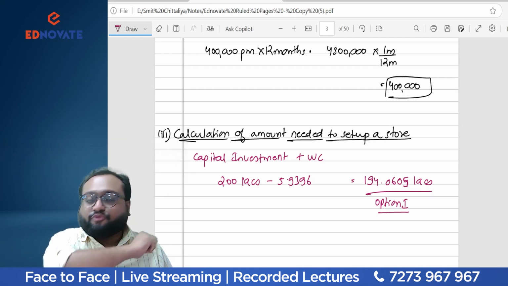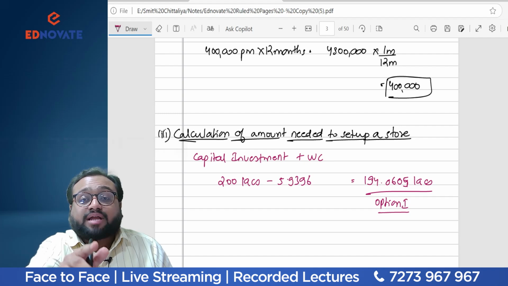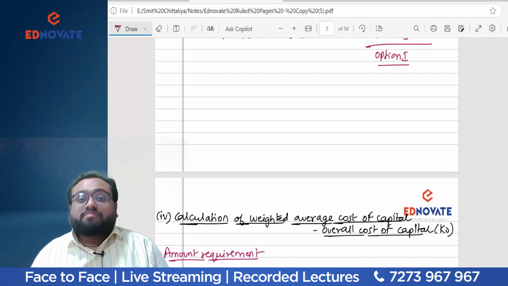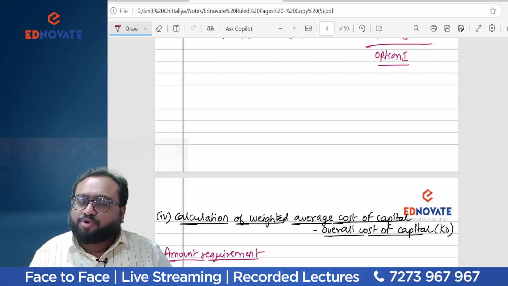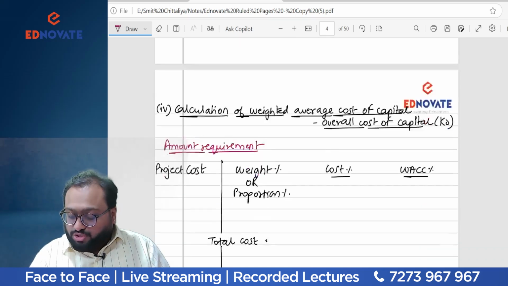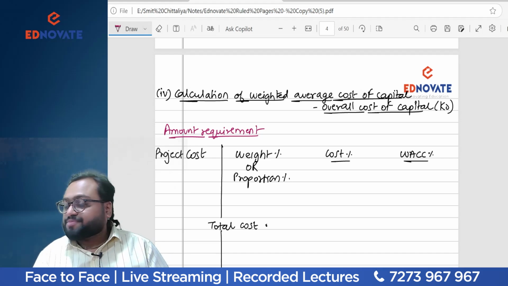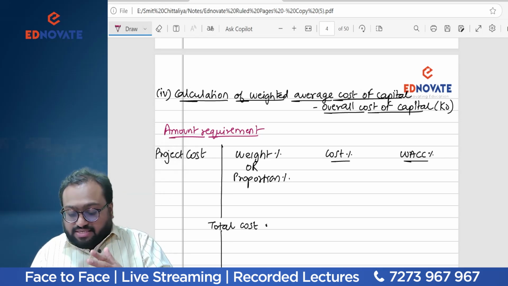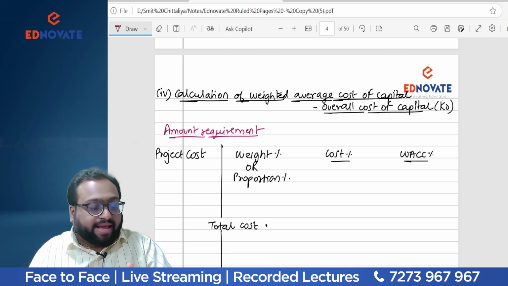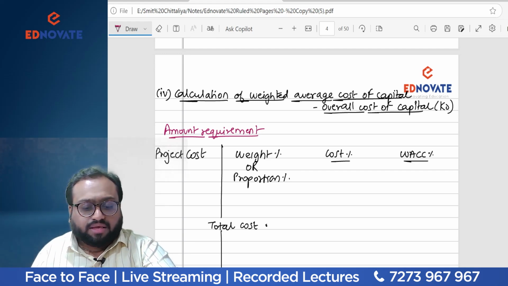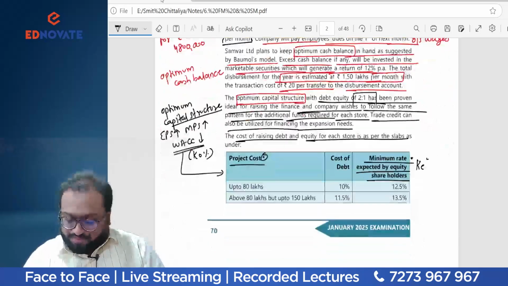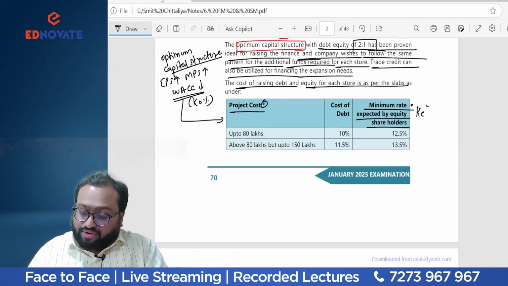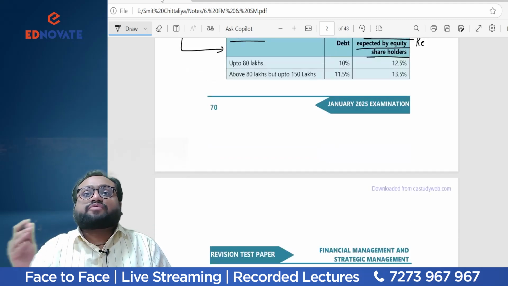Now coming to part 4 of the question, which asks you to find out the Ko, that is the overall cost of capital. Now this is a little tricky, but if we understand things properly, there is no tension. What does the question say about cost of capital? The slab rate is up to 80 lakhs, above 80 lakhs up to 150 lakhs, above 150 lakhs up to 250 lakhs, and above 250 lakhs. There are different rates.